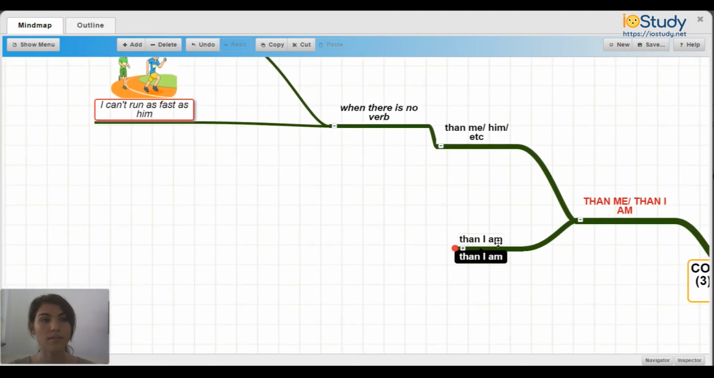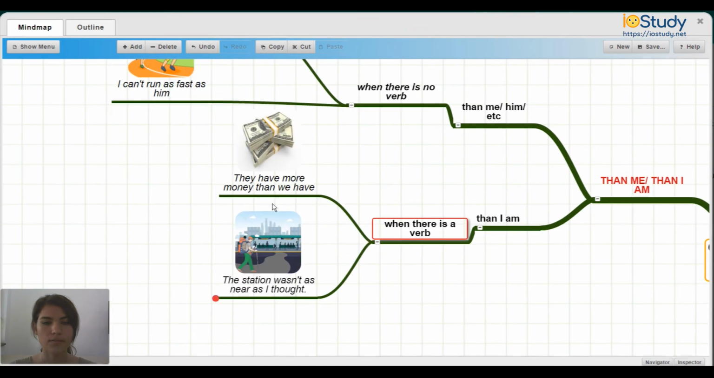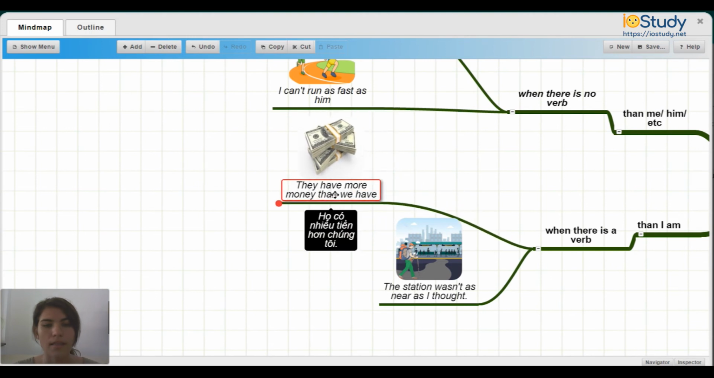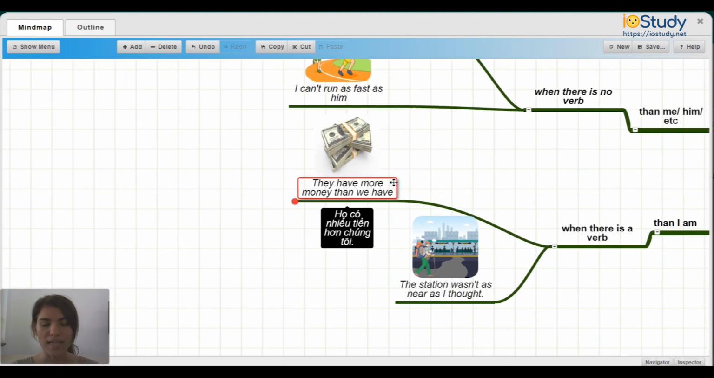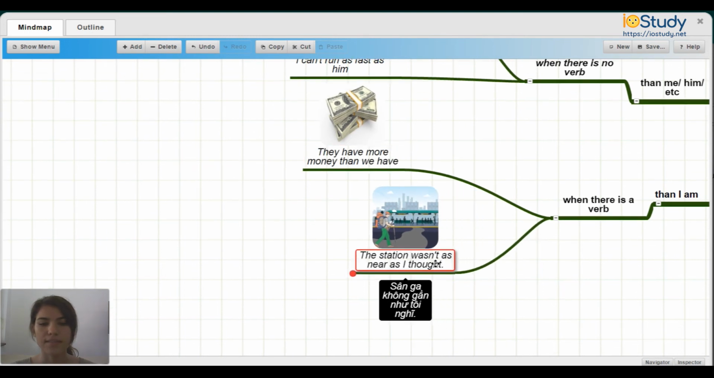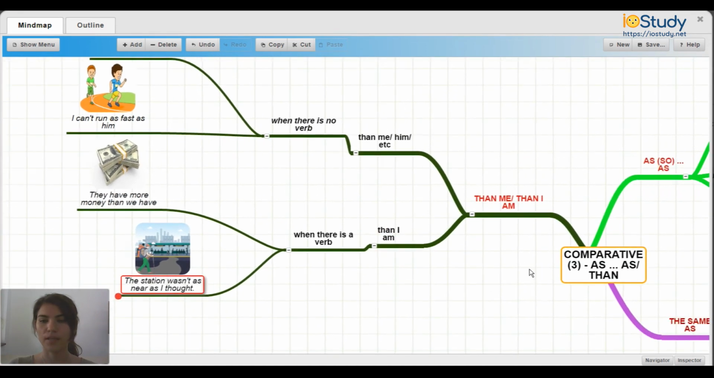So now let's go down to than I am. We use than I am when there is a verb. So for example, they have more money than we have. And the station wasn't as near as I thought. So in both of these sentences, we're using than I am when there is a verb.